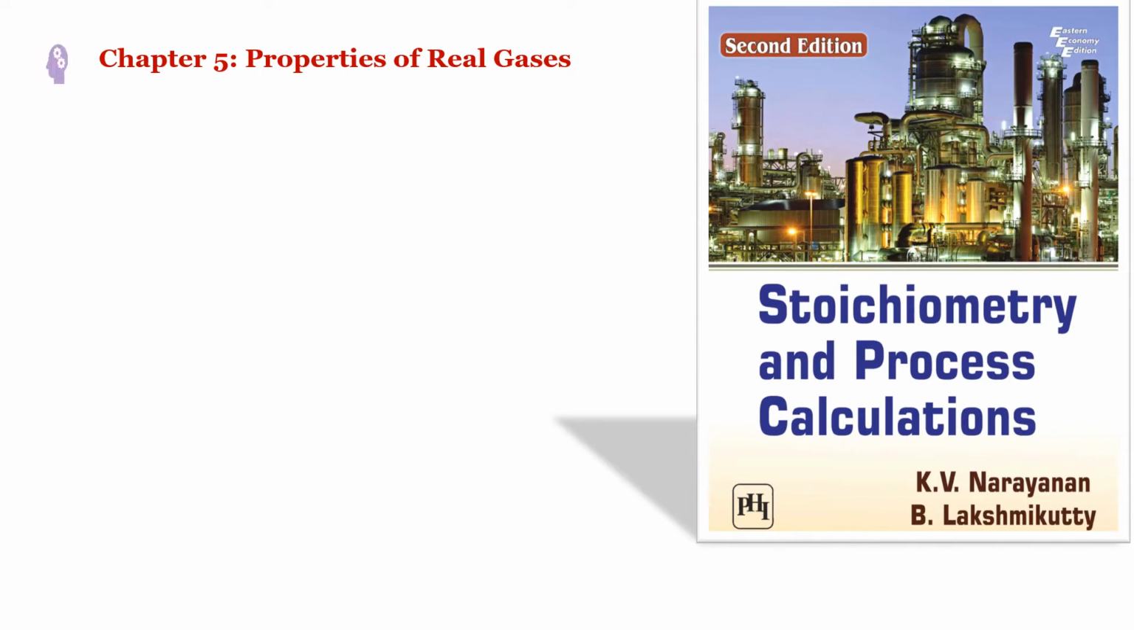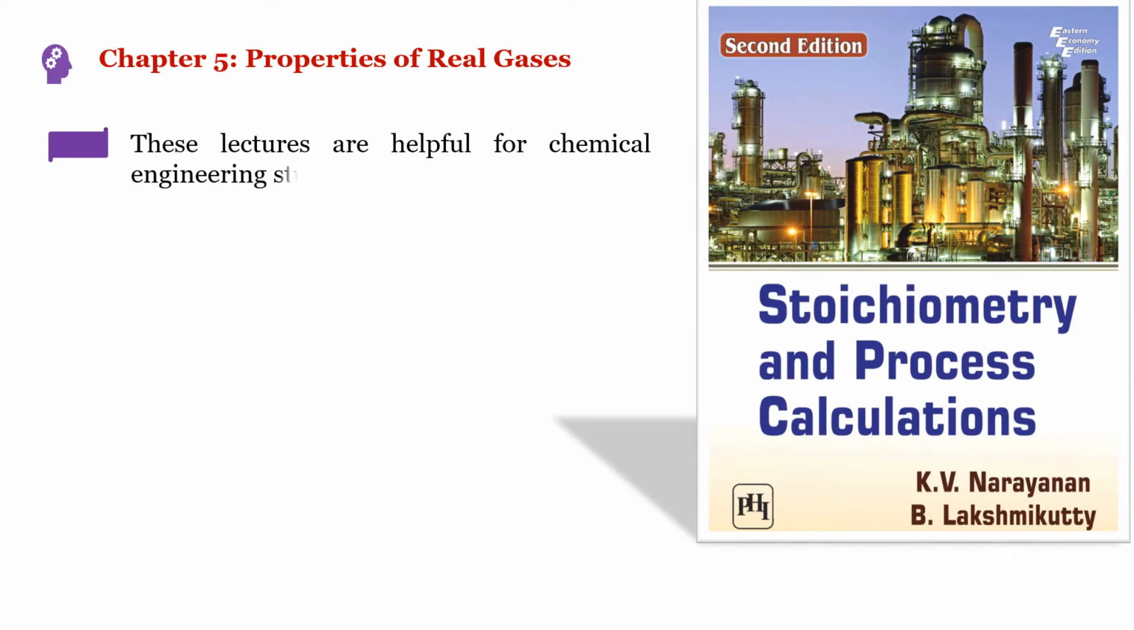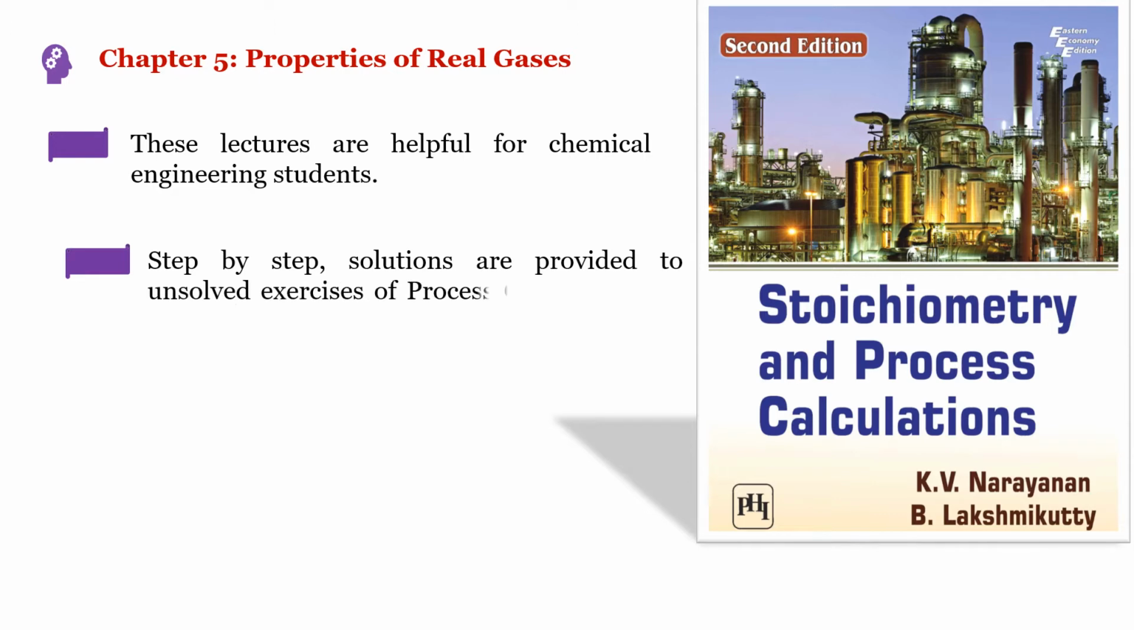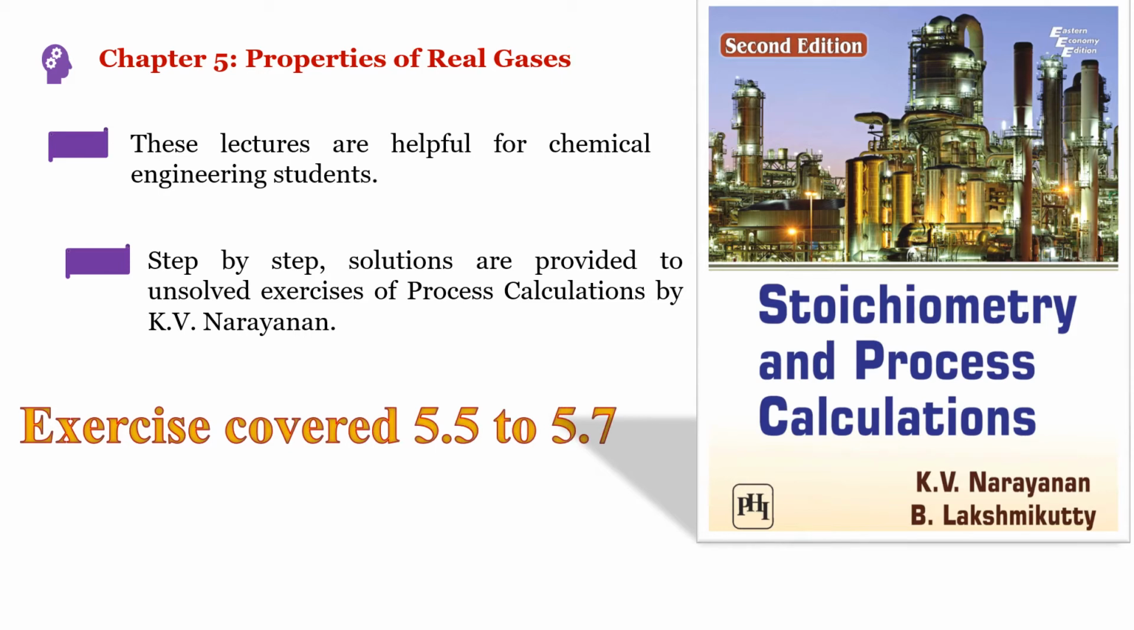In this lecture series, we will solve the unsolved problems of a famous book, Stoichiometry and Process Calculations by K.V. Narayanan. These lectures are helpful for chemical engineering students because it is a core subject for the chemical engineering branch. During the lecture, a step-by-step solution will be provided. In this lecture, exercises 5.5 to 5.7 will be covered.